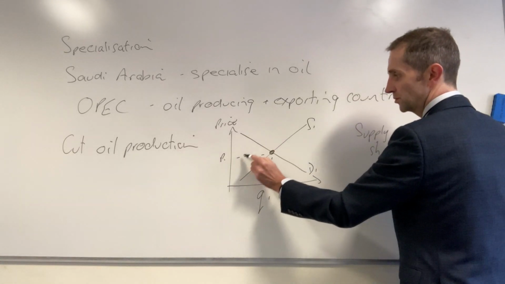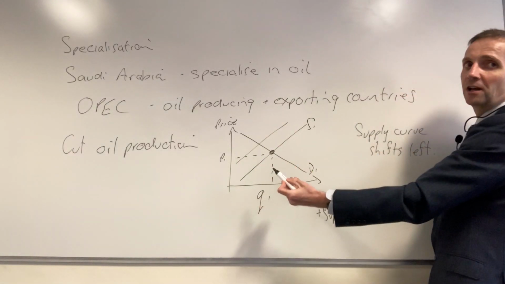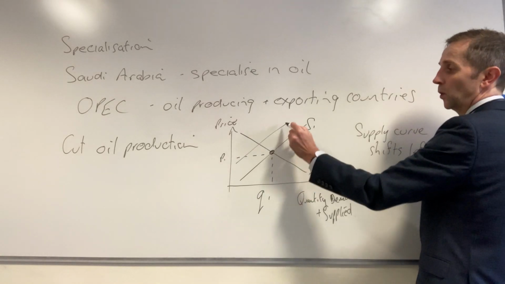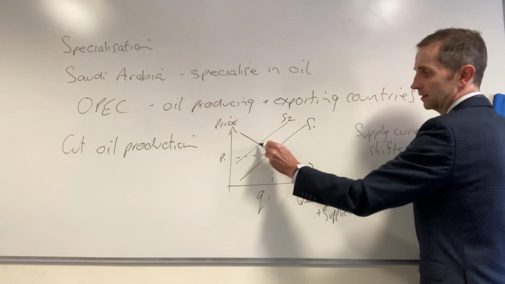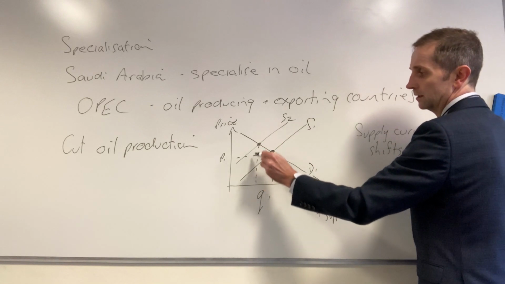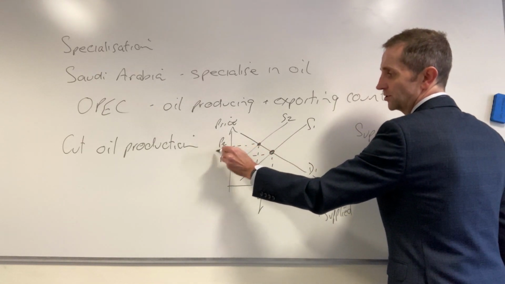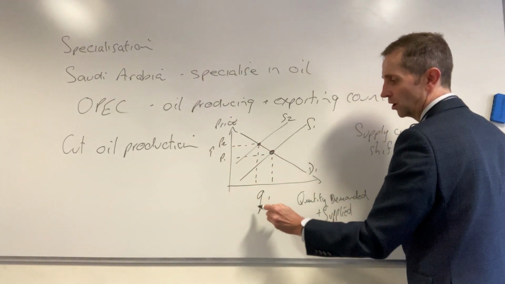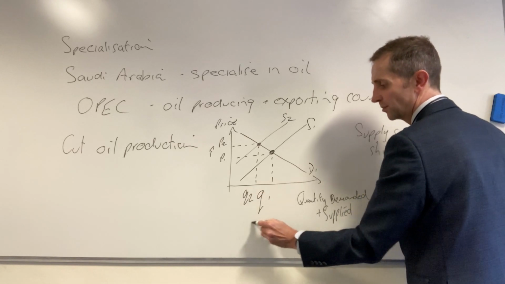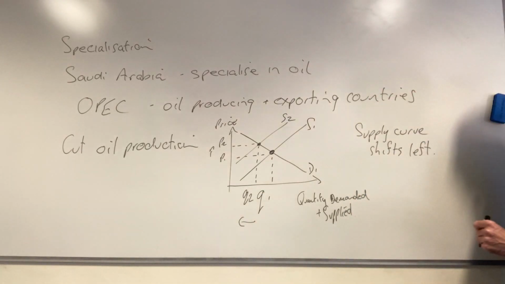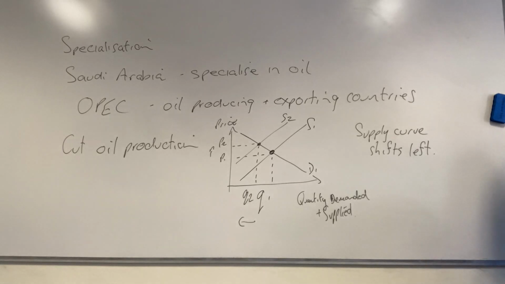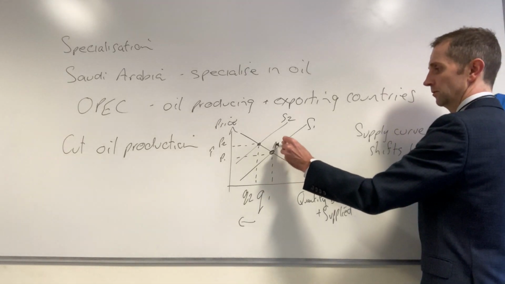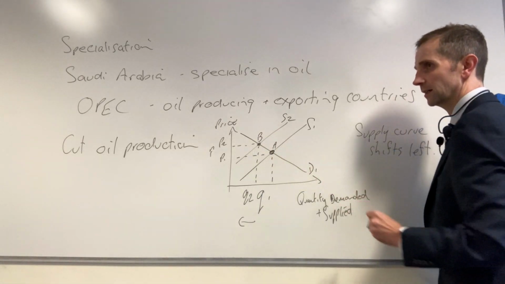So we're going to do that. So we shift that parallel. You see that? Parallel to S1. So we've got S2. And as a consequence, the price has gone up and quantity demanded and supplied has fallen. So we're going from A to B.